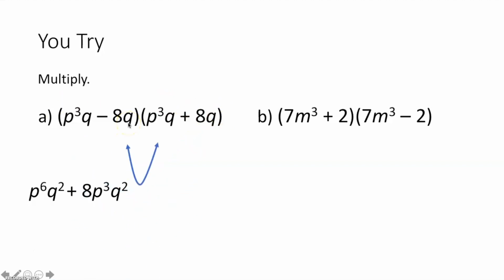Then you multiply the inner terms together. So again, q to the 1st times q to the 1st is q to the 2nd, and since it's negative 8 this time, it's going to be minus 8p cubed times q squared.